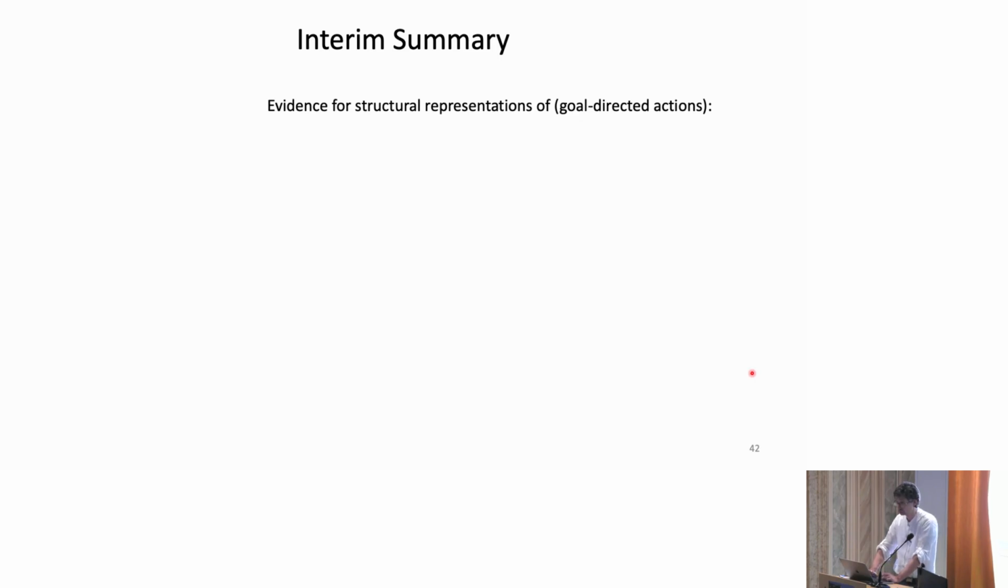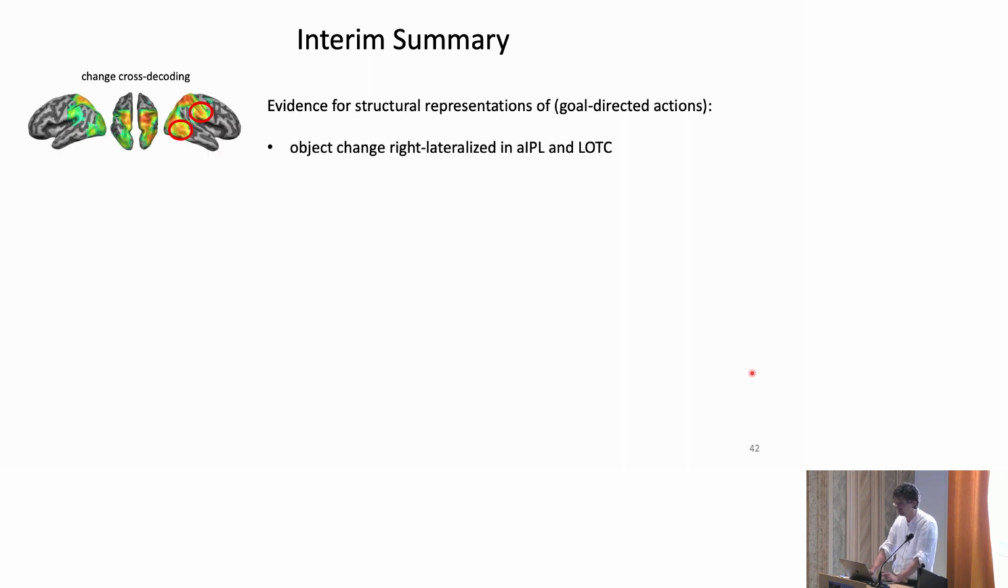Okay, so to summarize these two studies, we found evidence for structural representations that capture first the broad type of effect, the change that is induced by an action, for example, a change of shape, change of location or configuration. And these representations are right lateralized in IPL and LOTC.